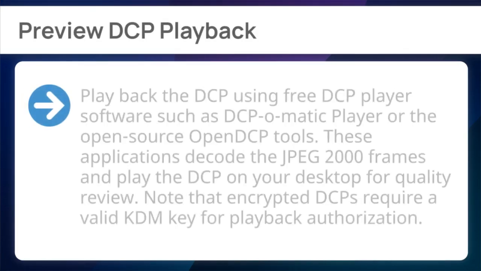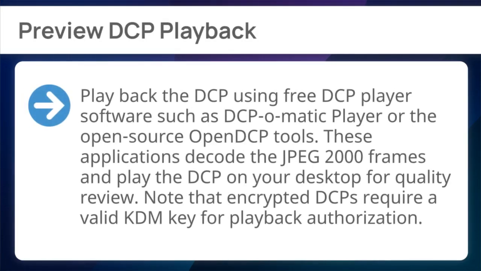Next, preview DCP playback. Play back the DCP using free DCP player software, such as DCP-o-matic Player, or the open-source OpenDCP tools. These applications decode the JPEG 2000 frames and play the DCP on your desktop for quality review. Note that encrypted DCPs require a valid KDM key for playback authorization.